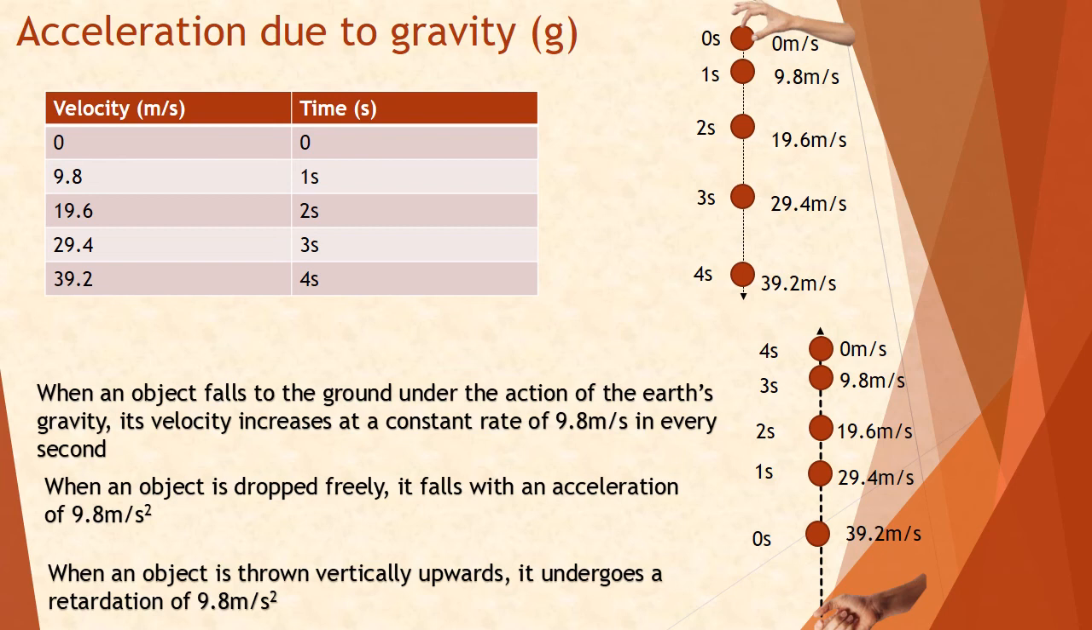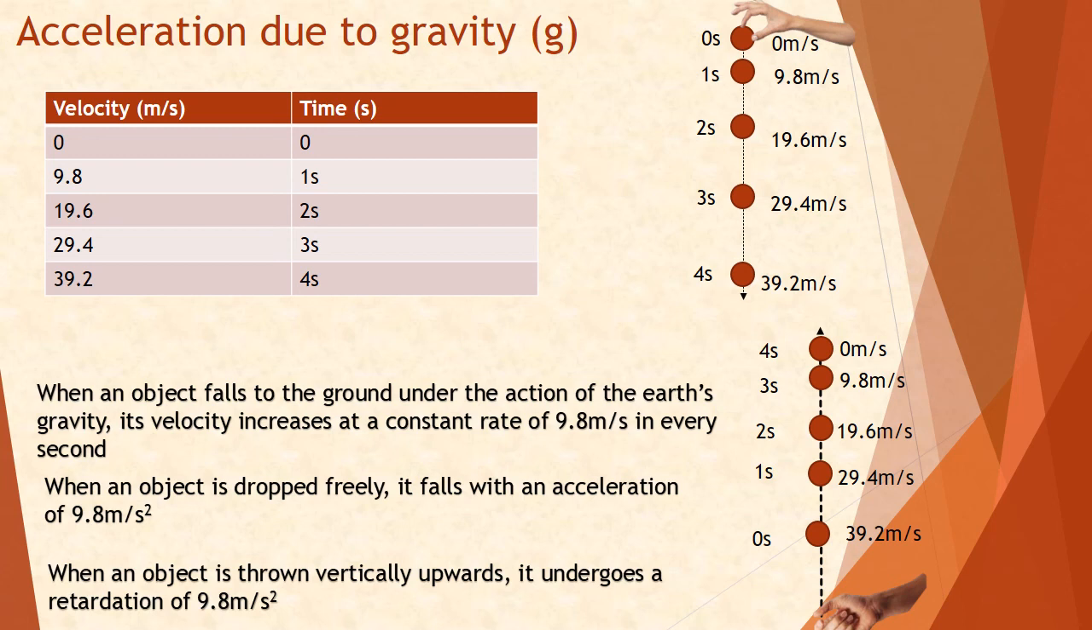An object is dropped from a height. So at the time of dropping, the initial velocity is 0. That means at 0 seconds, the velocity is 0 meter per second. But as the object is falling freely, we know that its velocity goes on increasing from 9.8 to 19.6 to 29.4 and to 39.2 just before it touches the ground. So there, look at the change in velocity. In every second, we can see that the velocity is changing or increasing by 9.8 meter per second.